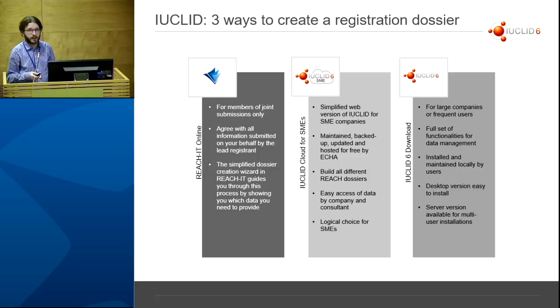This version exists in 2 different flavors if you want. You have a desktop version that you can install on your computer. There is an installer, and in a few clicks you can install Euclid and have Euclid running on your computer. And there is also a server version that can be installed in your company, and access can be given to different users. So you can all work on the same database if needed.